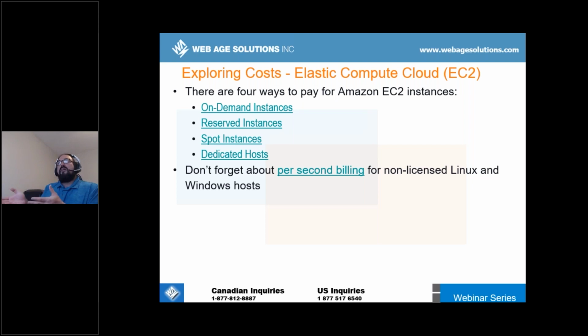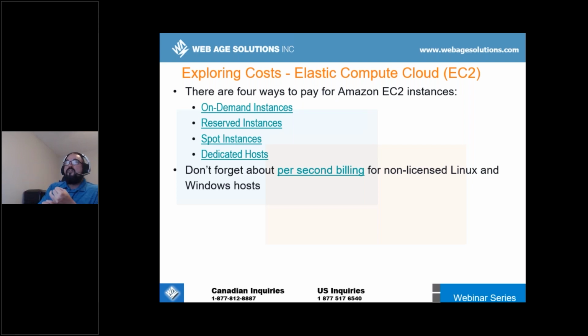What's the value of that? Well, there's operational offloading, but when you pay on demand for your virtual machines, you can also just give them back when you're done. And if it's a non-commercial version of Linux, right? If it's a non-licensed version of Linux, then you can actually get per second billing instead of per hour billing.